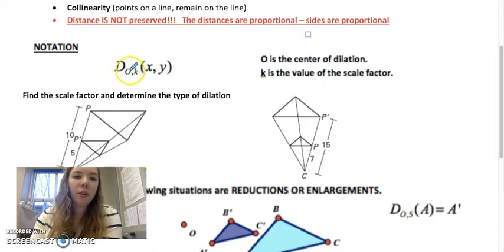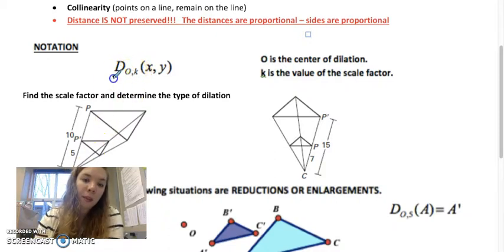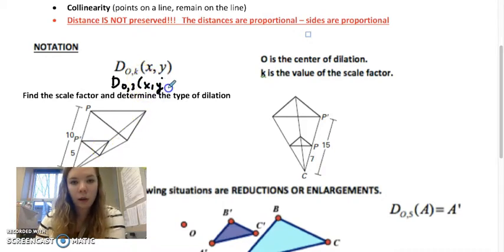Okay, the shorthand notation for this is dilation. O is whatever your center of dilation is. So that could be the origin if it's O, and then K is your scale factor. So if it was around the origin, but a scale factor of 3, you'd replace that with a 3, and then whatever your point was. Okay, and if you're using it as a general rule, you'd still have X, Y in here.